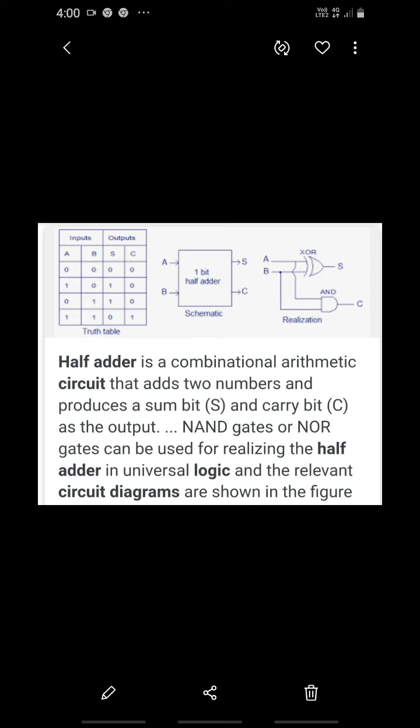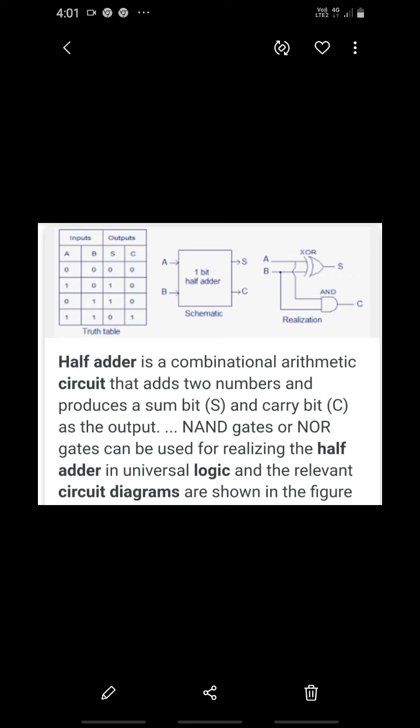Half adder is a combinational arithmetic circuit that adds two numbers and produces a sum bit and a carry bit as the output. NAND gates or NOR gates can be used for realizing the half adder in universal logic, and the relevant circuit diagram is shown in the above PPT.